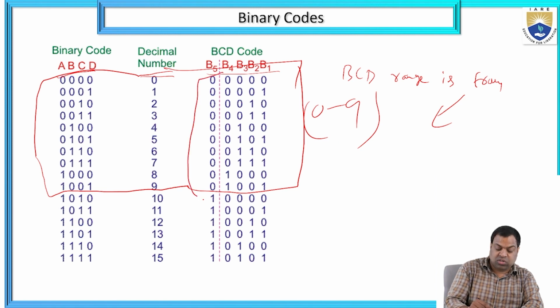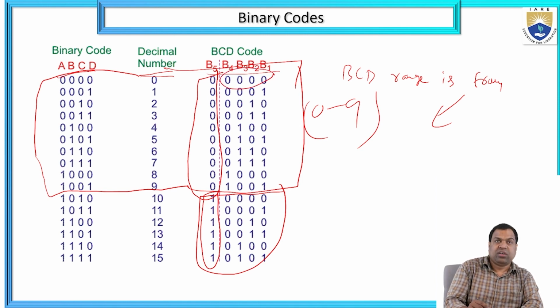After 9, the range is like this: 0, 0, 0 is common, but here I am taking 1, 1, 1, 1. All are zeros, but here an extra digit, 1, I am taking. Why? Because after 9 the range is like this.